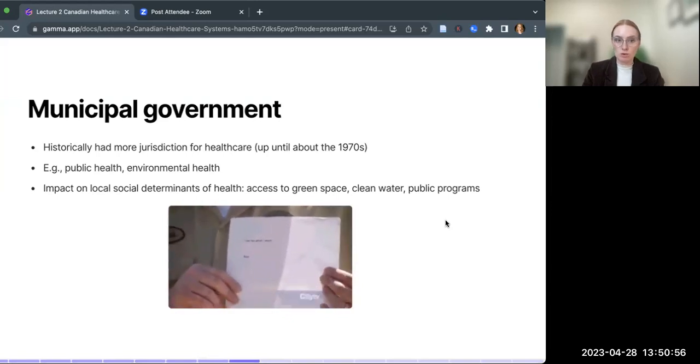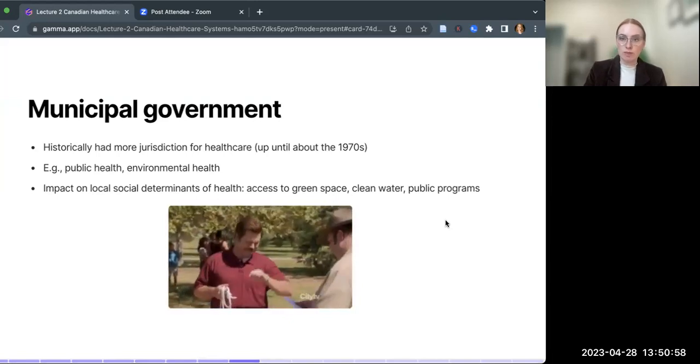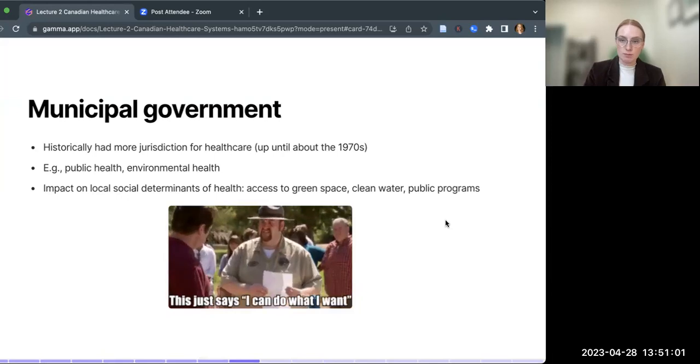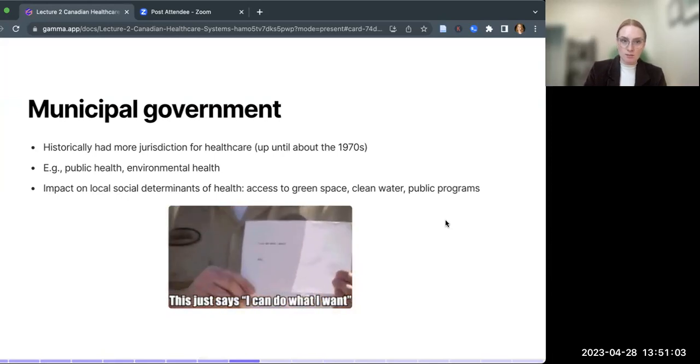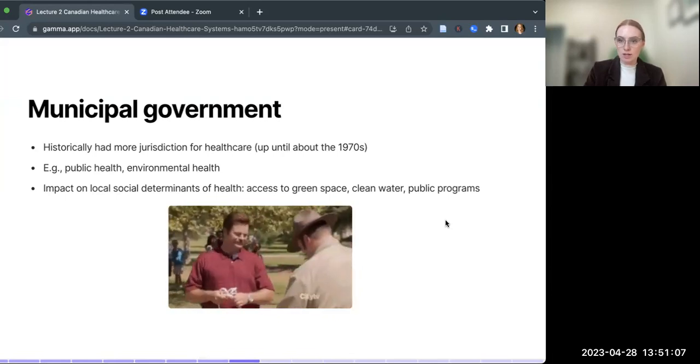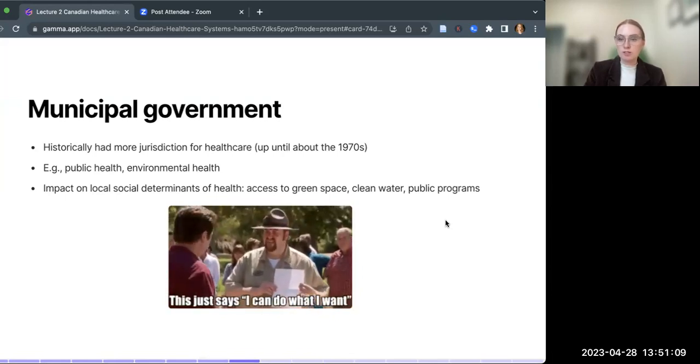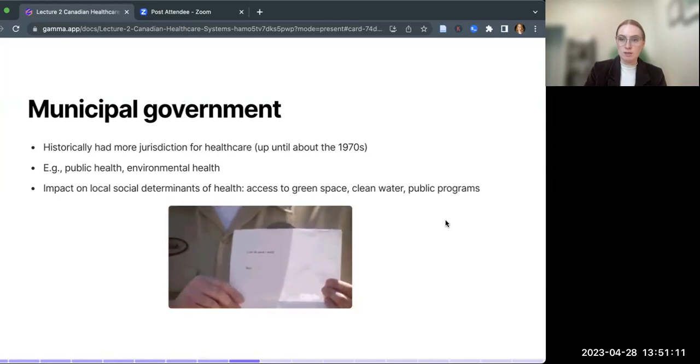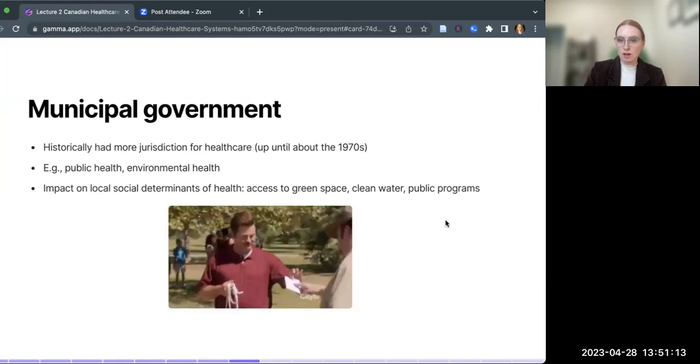Municipal governments do have some role. Historically, they really did have much more jurisdiction in healthcare up until about the 1970s, in which case it started to regionalize more, where larger organizations were able to be more efficient. So we saw, like in BC, we have the 5 main health authorities.